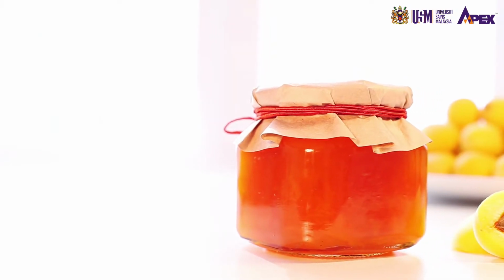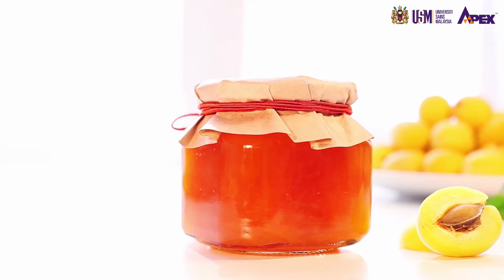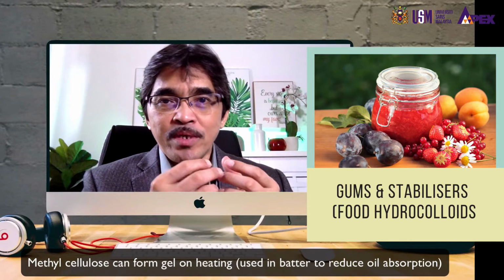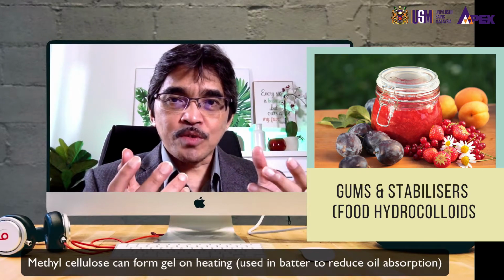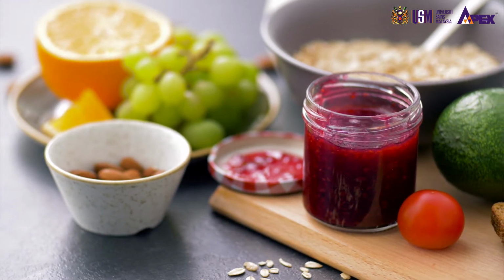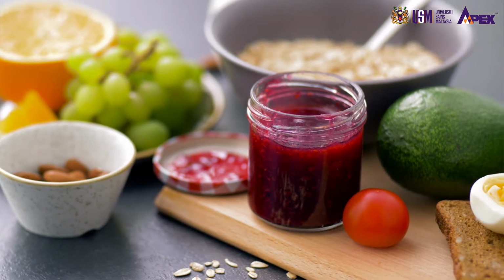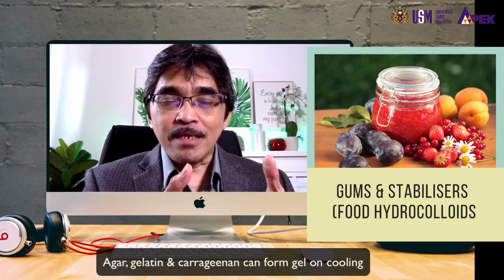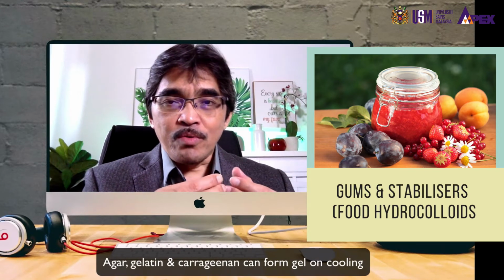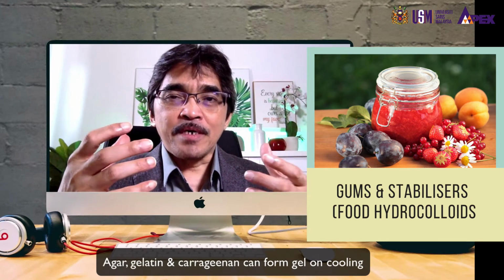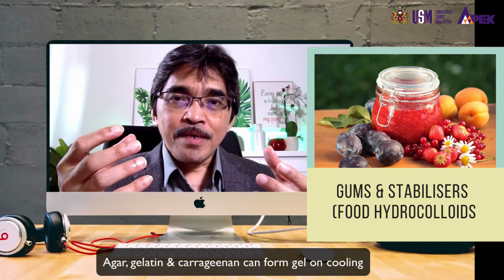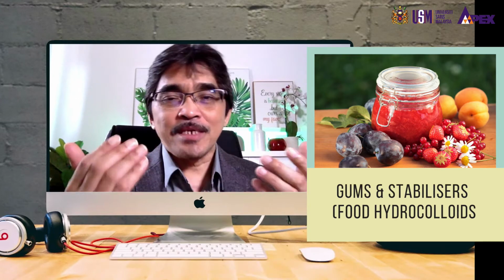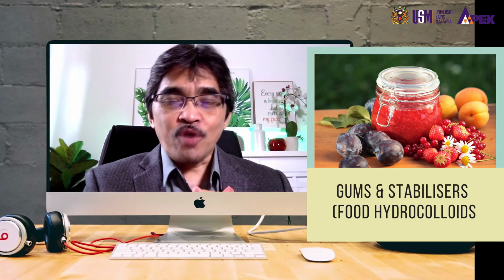Another example is the carbohydrate derivative, for example, methyl cellulose. So when we heat up the methyl cellulose solution, it can form a gel. But most other hydrocolloids can form gel only on cooling, for example, agar or gelatin. We have to heat up to dissolve the hydrocolloids, then we cool it down and it can form a gel. So that's some of the properties of hydrocolloids.